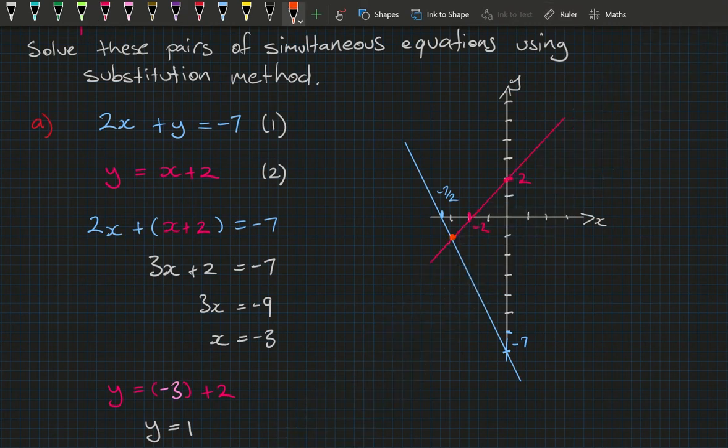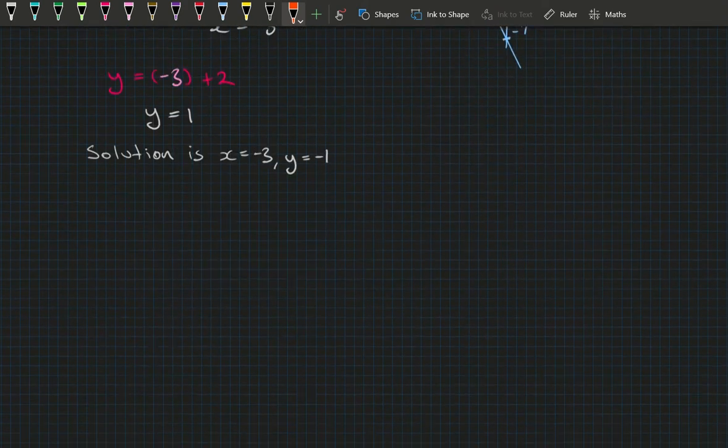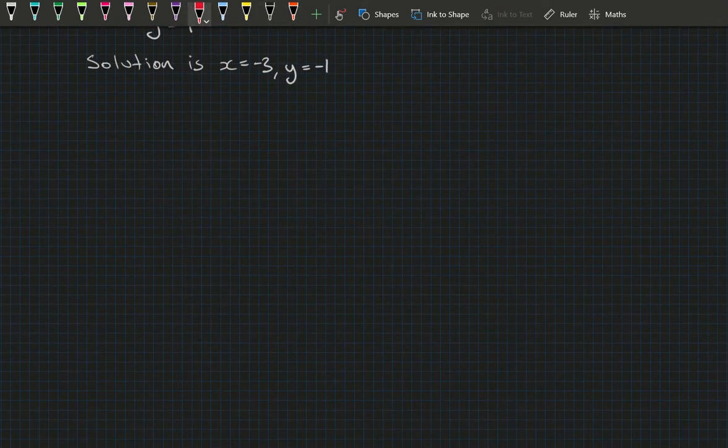And we can see their intersection here that has an x value of minus 3 and a y value of minus 1. So the point of intersection is minus 3, minus 1, just as we found as we've solved the simultaneous equations by substitution. Okay, let's move on to part B, where we have a relation 2x minus 3y equals minus 8, and we'll name that relation 1. And another relation y equals x plus 3, which we'll name relation 2.